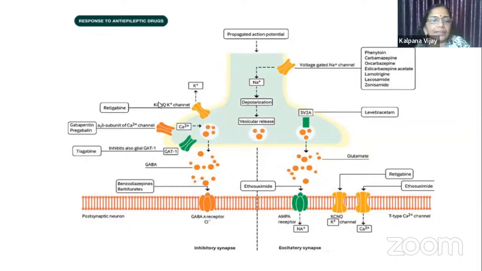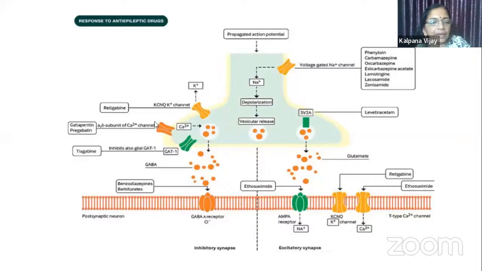And another one that everybody is interested in is the potassium channel blocker, that is retigabine. This drug is said to be of use in benign infantile and neonatal convulsions. But this drug is very toxic, so it has been withdrawn from the market. There is another drug, esogabine.